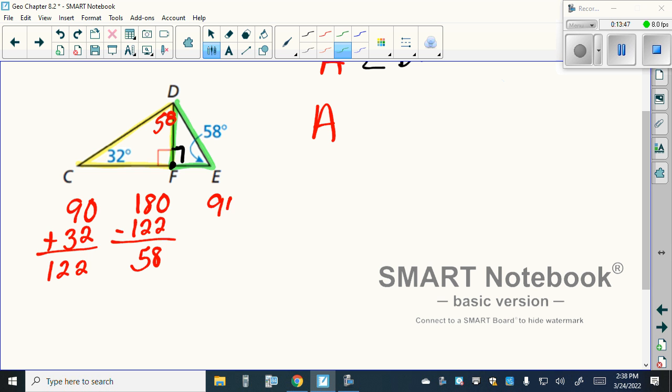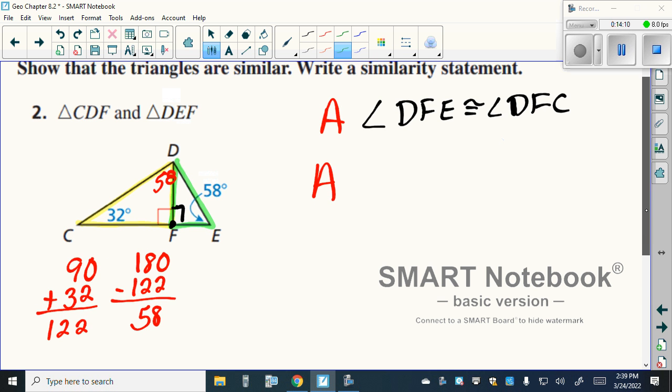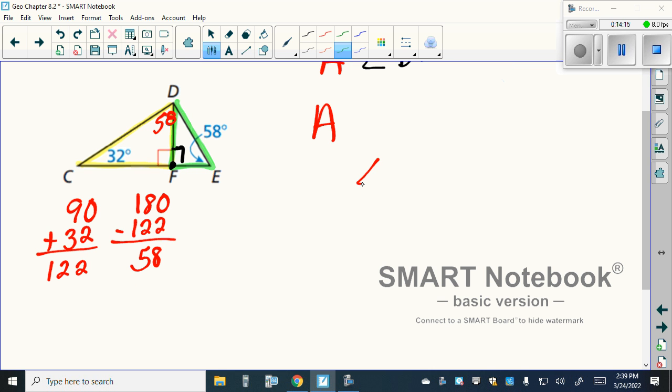What is 90 minus 32? Now this only works if we're working with a right triangle. Since we're given a right angle, the two acute angles will add together to be 90. So we found that that one angle is 58, yes?